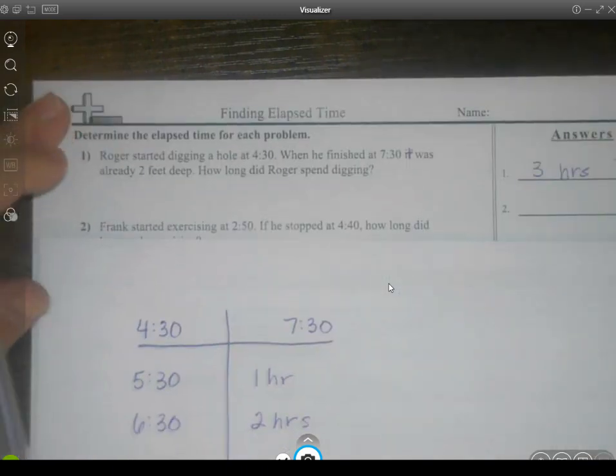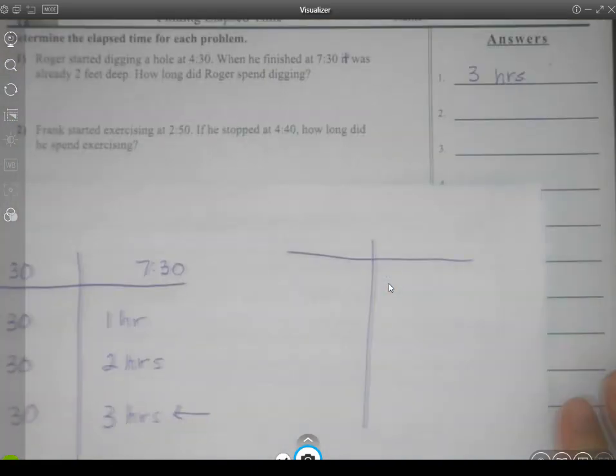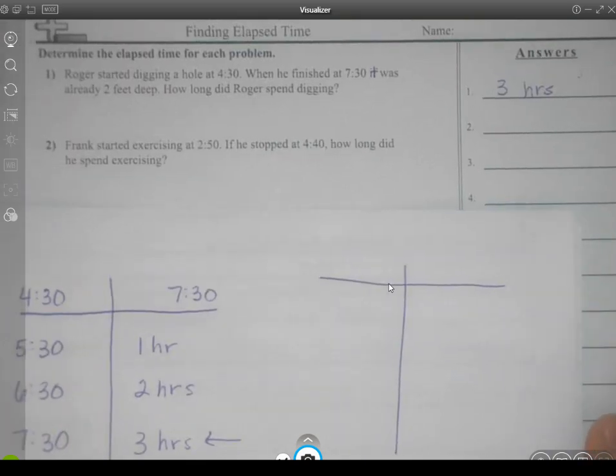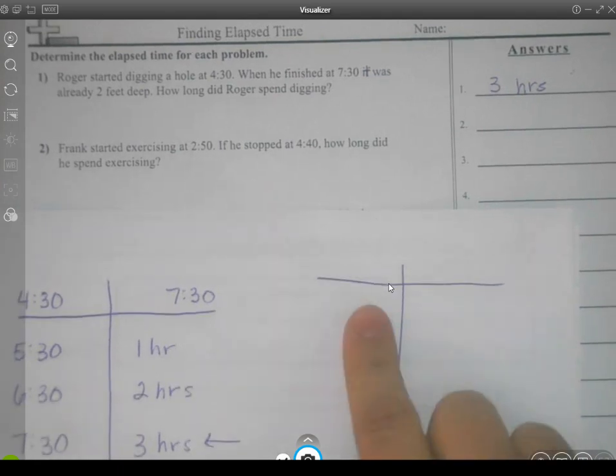Now I know your worksheet has different questions, but these are just some examples and they're very similar to the ones you guys are getting today. I'm going to draw another T-chart next to this. And again, I really suggest you have a piece of paper or maybe your math notebook to help you. Number 2 says Frank started exercising at 2:50. So again, our start time goes on the left.